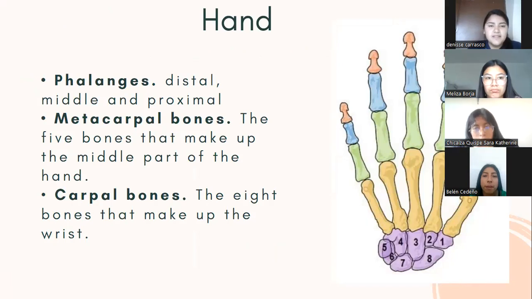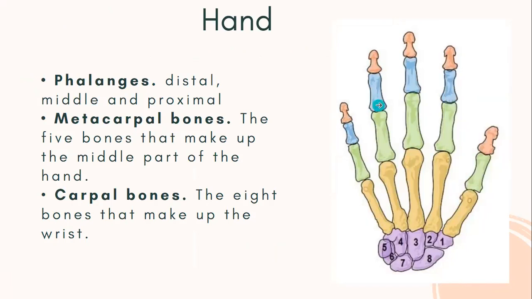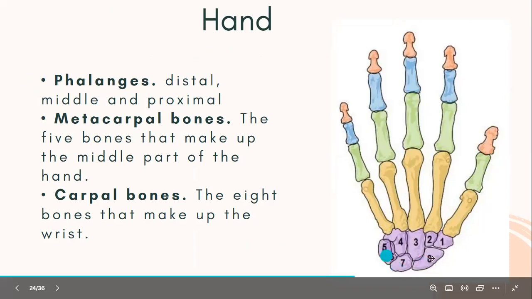Hand. Phalanges: distal, middle, and proximal. Metacarpal bones: the five bones that make up the middle part of the hand. Carpal bones: the 8 bones that make up the wrist.